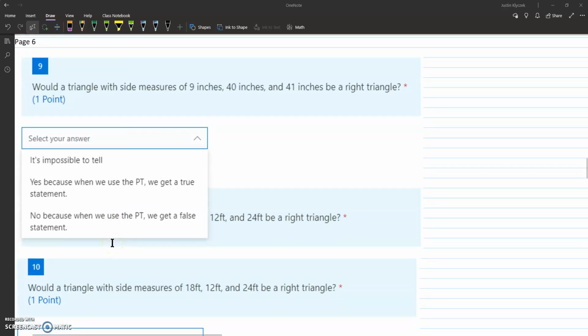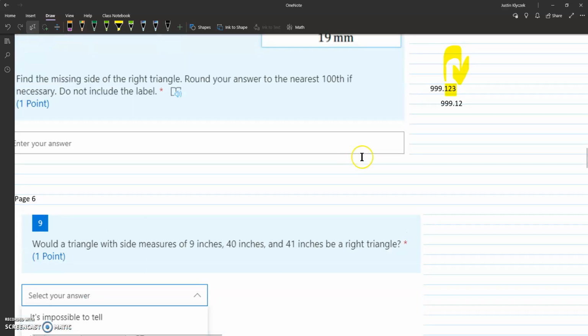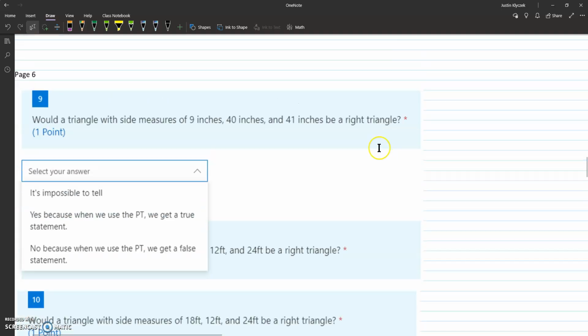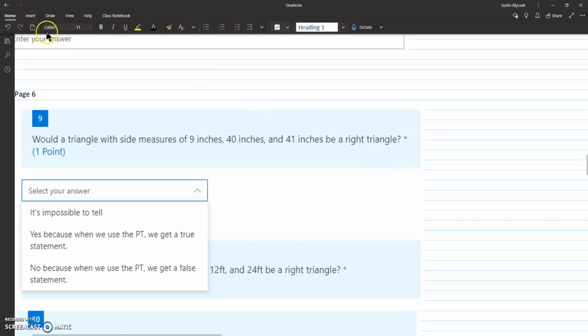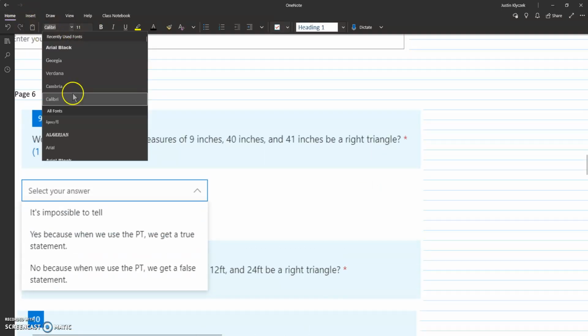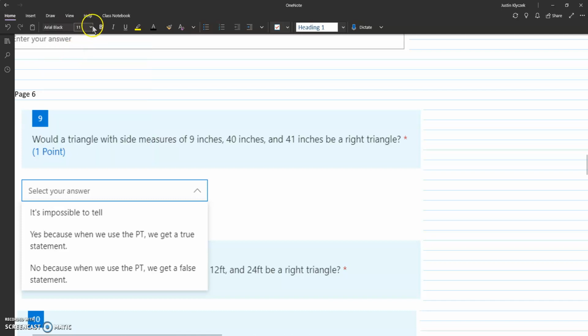Okay, number 9 and number 10, these are both on page 6. Both of these we're testing whether or not something is a right triangle. Okay, to test these, this is for number 9 and 10, we're going to use very similar steps to the ones above, but a little bit different. Okay, similar, not identical. All right, so let's start off with step 1.